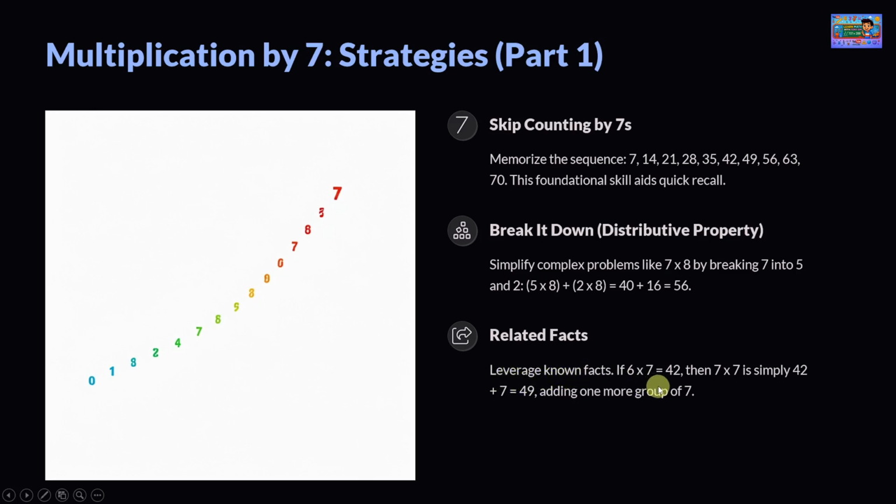Leverage known facts: 6 times 7 equals 42. Then 7 times 7 is simply 42 plus 7 equals 49.